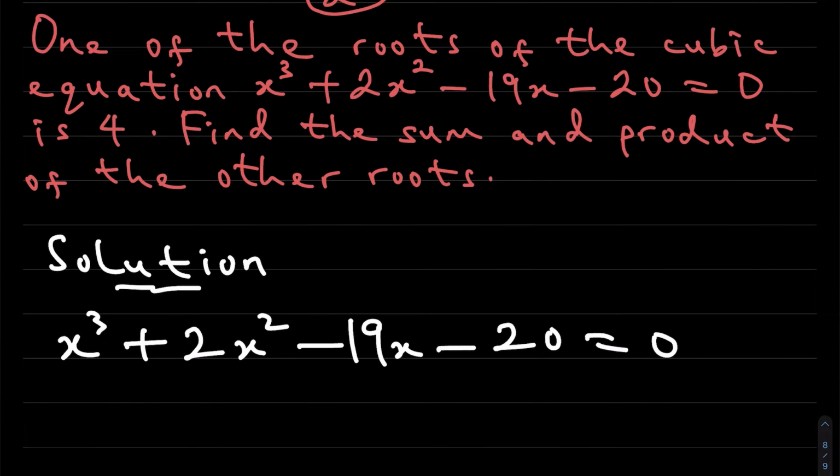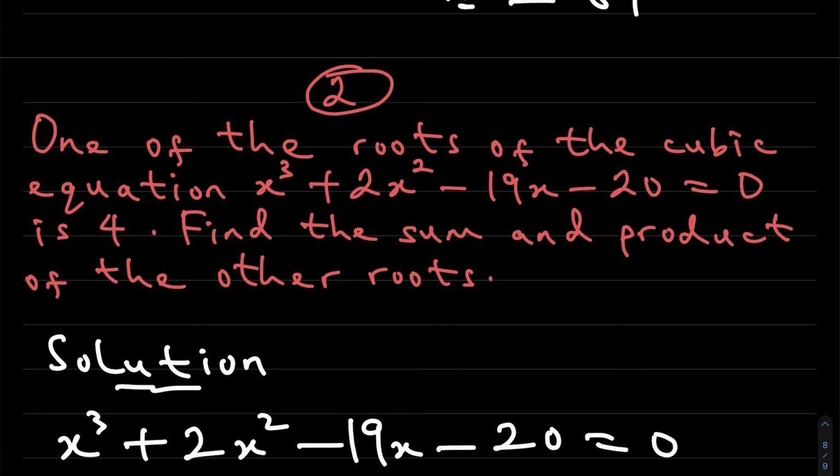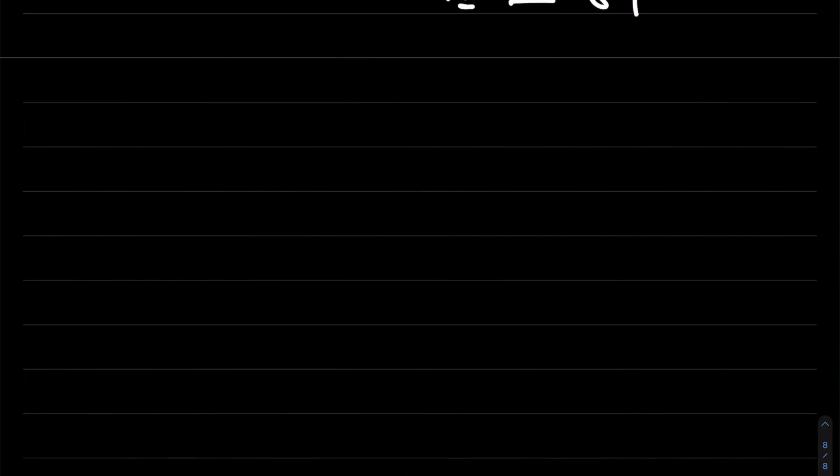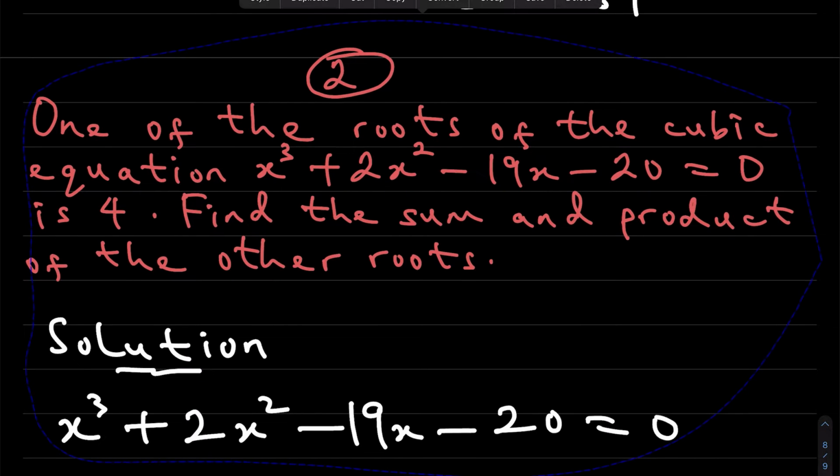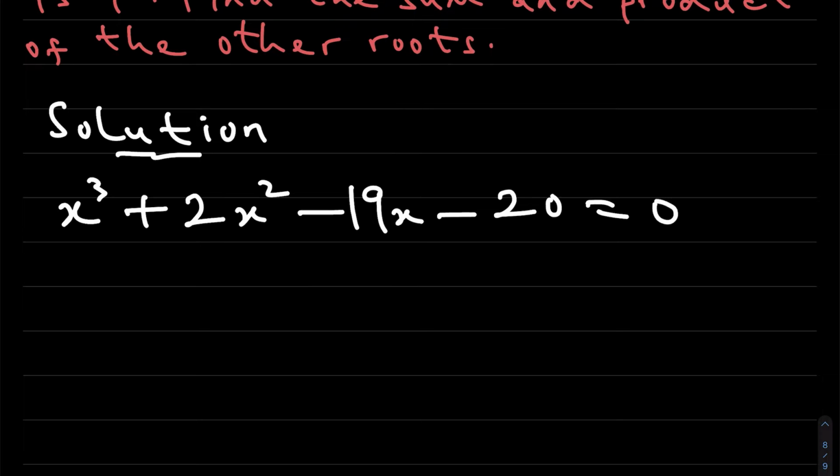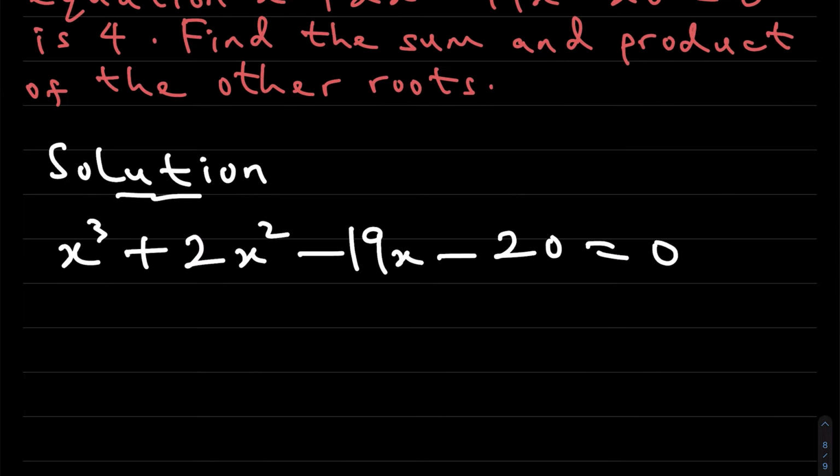Now, one of the roots of the cubic equation x cubed plus 2x squared minus 19x minus 20 equals 0 is 4. Find the sum and product of the other roots. Okay, this is the cubic equation. One of its roots is 4. That means x equals 4.